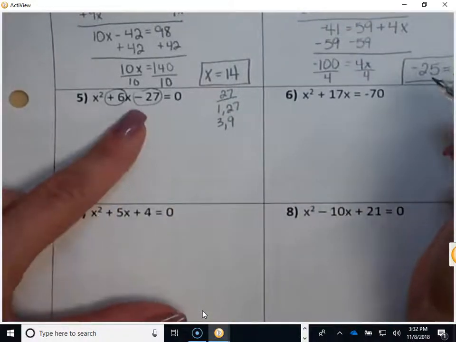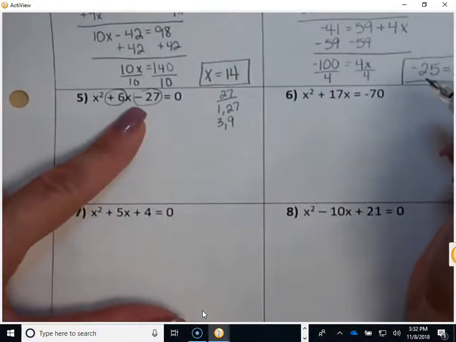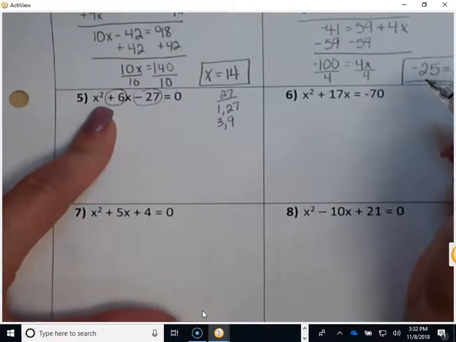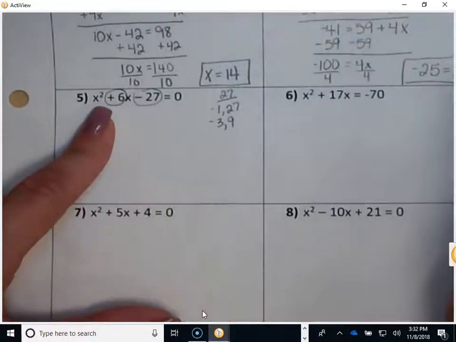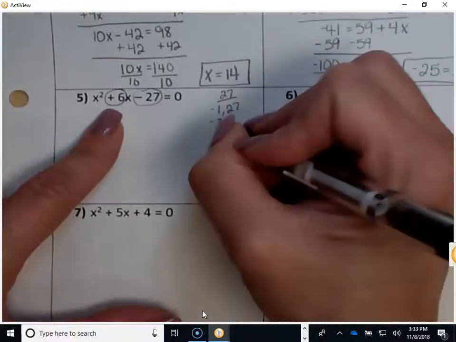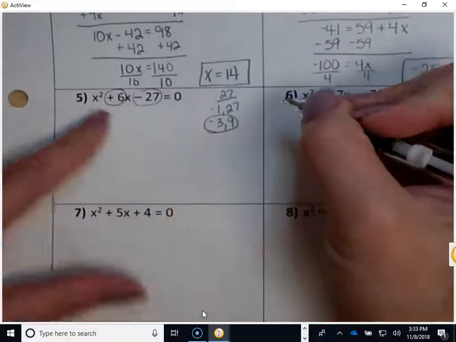Since it's a negative 27, that means one of our numbers has to be positive and one has to be negative. So we look at this sign. Since it's a positive 6, that means when they add together, they give me a positive number. So that means the bigger number has to be positive. So it has to either be negative 1 and 27 or negative 3 and positive 9. In this case, the set of numbers that will add up to give me a positive 6 is negative 3 and positive 9.